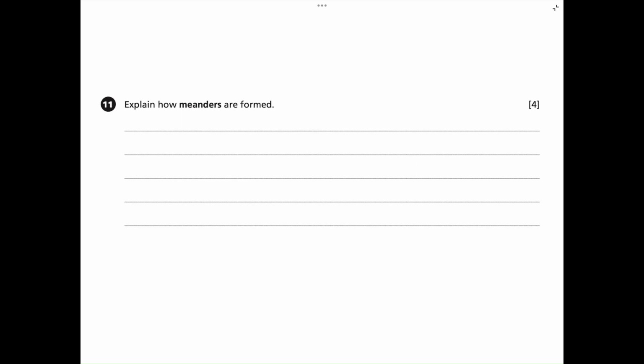Question 11. Explain how meanders are formed. 4 marks. Okay, let's go through this. So, meanders. A meander is simply a bend in the river. And so we are going to have to explain in a step-by-step formation how they are formed.